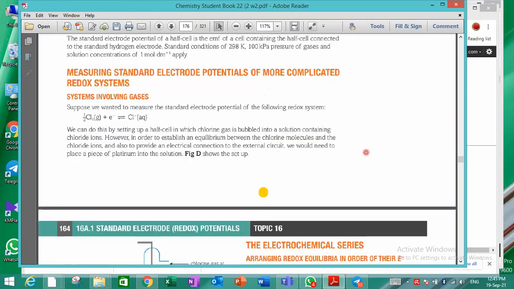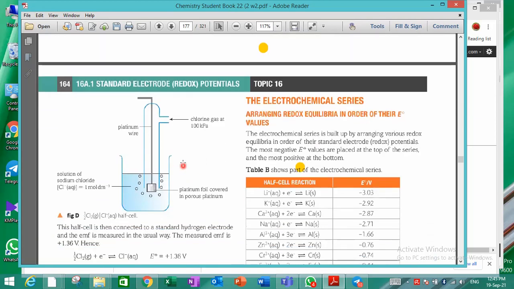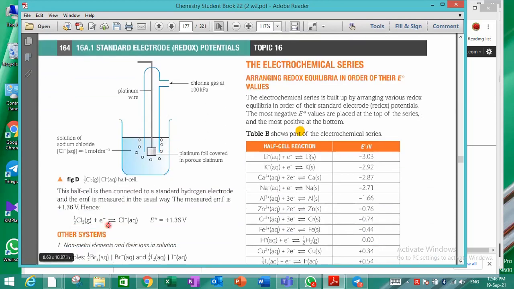Okay. Now, as I told you, when we have a chlorine chloride system, we want to measure the chlorine chloride standard electrode potential. We connect it to the standard hydrogen electrode, as we said. And the E naught value is positive 1.36 volts, which means that the direction of the equilibrium for this electrode cell would be favored to the right-hand side.